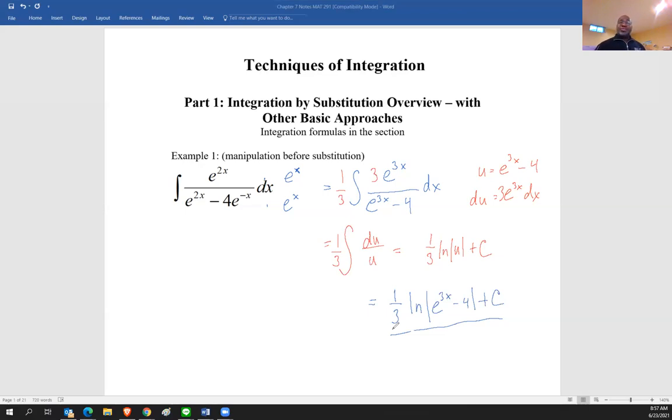Okay, so one trick that we see here is that in order to use the substitution method in a way that works for us, we needed to multiply the top and the bottom by an expression that allowed us to use substitution. All right, so let's take a look at another example.